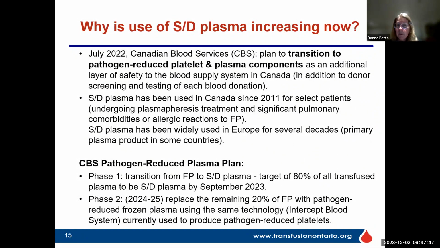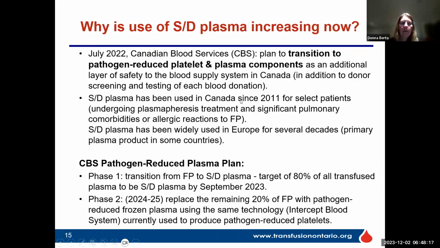SD plasma has been used in Canada since 2011, and it has been restricted to certain patients, and that would be patients who are undergoing plasmapheresis treatment. And of those plasmapheresis patients, it would be patients who had significant pulmonary comorbidities or they had experienced allergic reactions to FP. So it was an approval process that was required to get SD plasma for patients.